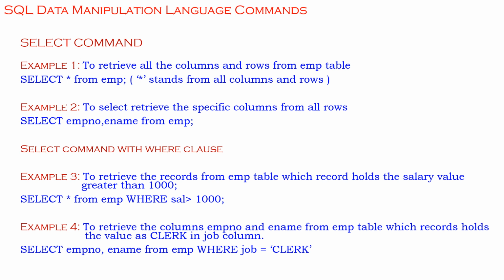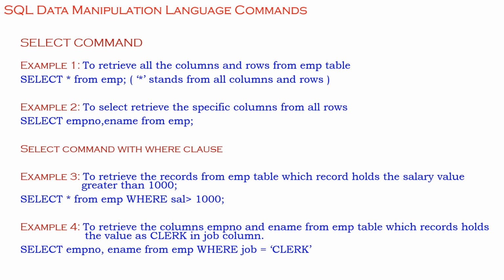You can see some examples under the select command using the various clauses. Example 1: SELECT star FROM emp. It will retrieve all the columns and rows from the emp table. In example 2, I am going to select only a few columns from the particular table. SELECT emp number, comma, emp name FROM the table. In my output, I'll see only the employee number and employee name shown on the screen.